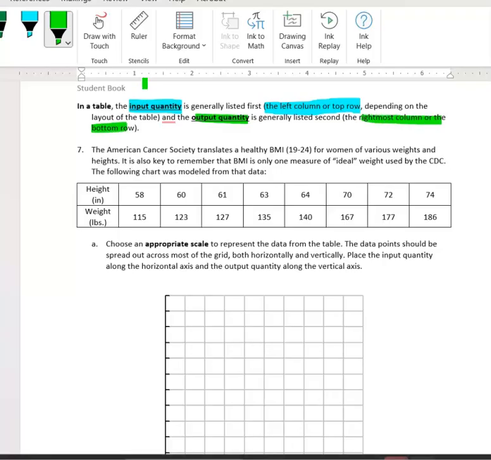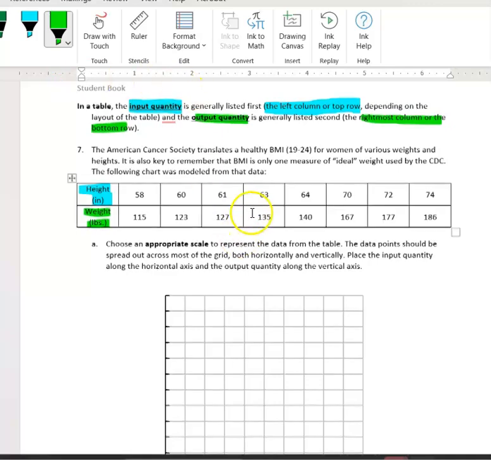So as you can see here, the American Cancer Society translates BMI for women in terms of this information given to our table. So we know that the input is going to be our height. We're going to have to identify a letter for that. And the weight is going to be our output.